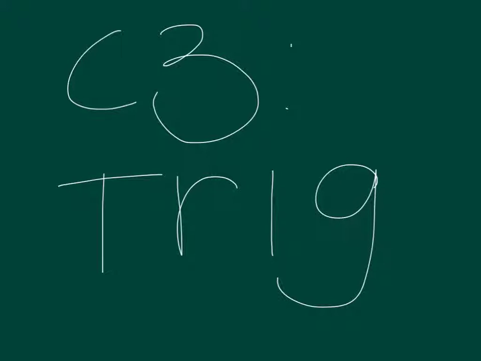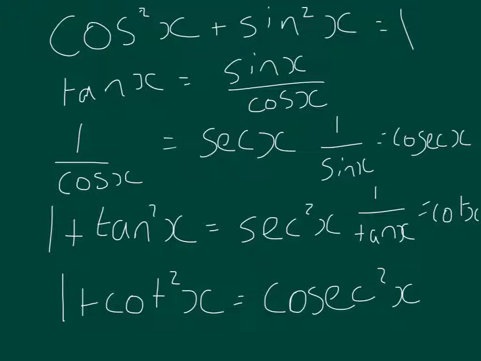This video is going to cover all of C3 trig. The basic identities that aren't on the formula sheet are as follows. Cos squared x plus sine squared x equals 1, tan x equals sine over cos, 1 over cos x equals sec x, 1 over sine x equals cosec x, 1 over tan x equals cot x, 1 plus tan squared x equals sec squared x, and 1 plus cot squared x equals cosec squared x.